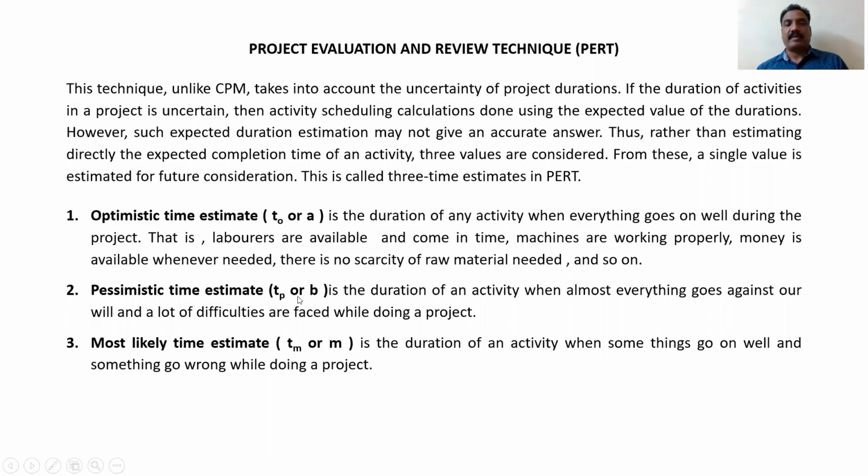Pessimistic time estimate, TP or B, is the duration of activity when almost everything goes against our will, and a lot of difficulties are faced while doing a project. So at that time, what is the duration we have to calculate? Most likely time estimate, that is TM or M, is the duration of activity when some things go well and some things go wrong while doing a project.